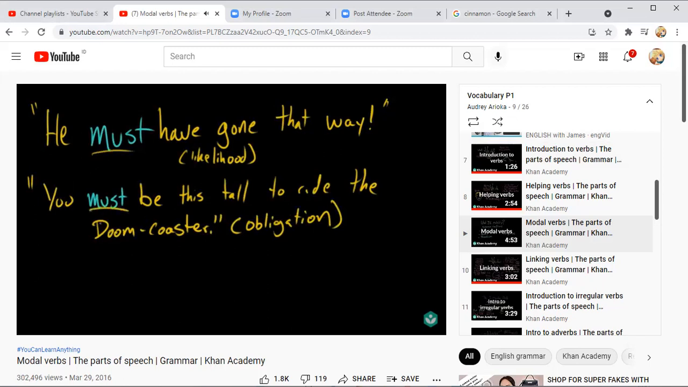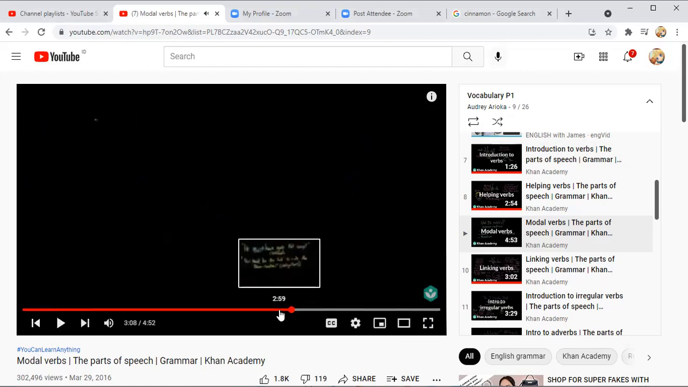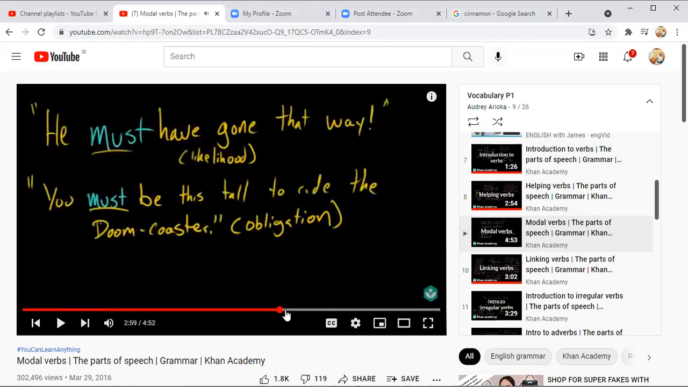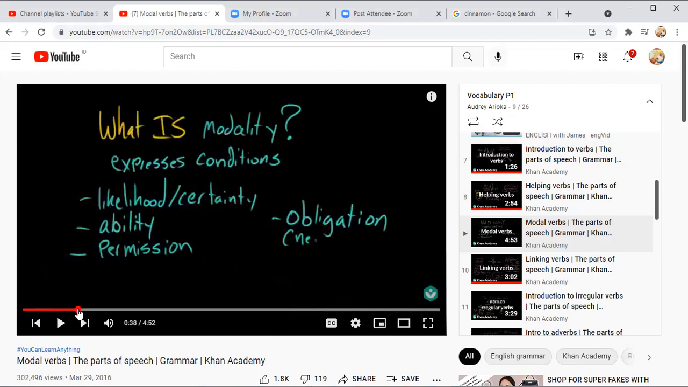By a similar token, if you enter someone's house and they demand that you take off your shoes, they would say you must remove your shoes. Similar. Okay. So, I think it's just what have been discussed here, right? It could express likelihood, ability, permission, and obligation.